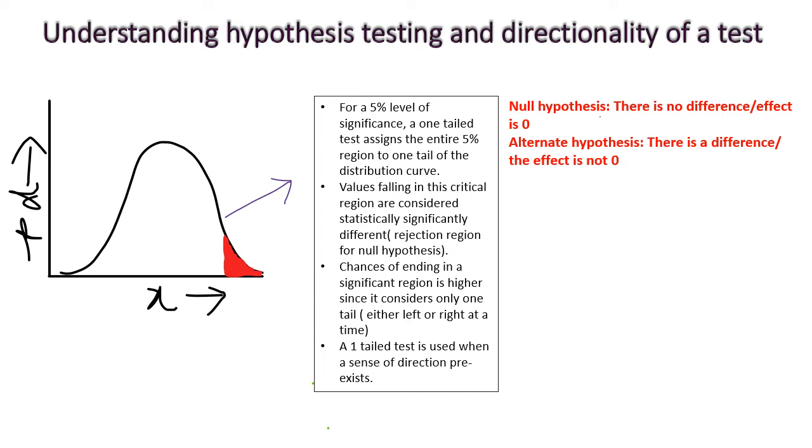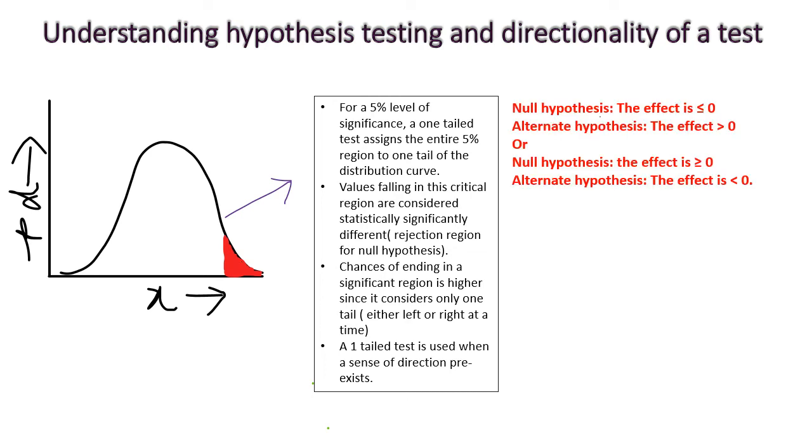So our null and alternate hypotheses for a one-tailed test could be in two ways. In the first case, if we say that the effect is less than or equal to zero, the alternate hypothesis would be that the effect is greater than zero. Or if we say that the null hypothesis is that the effect is greater than or equal to zero, the alternate hypothesis would be that the effect is less than zero.